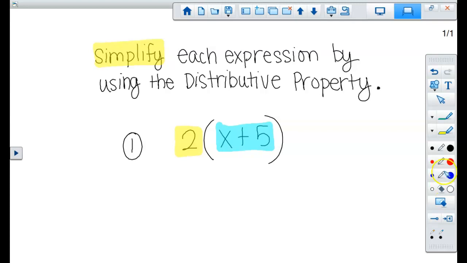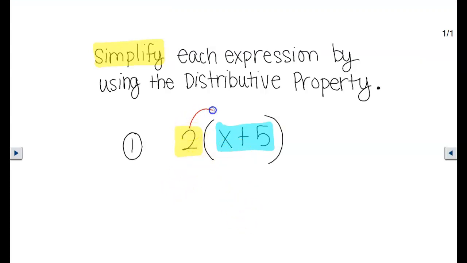So I want you to remember what the distributive property says. It says that when you are trying to take a number like 2 and multiply it by an entire group like x plus 5, what you can do is distribute the 2 to each member of the group. So I can distribute the 2 to the x, and I can distribute the 2 to the 5. So instead of doing 2 times this entire group, I can do 2 times each member of that group.